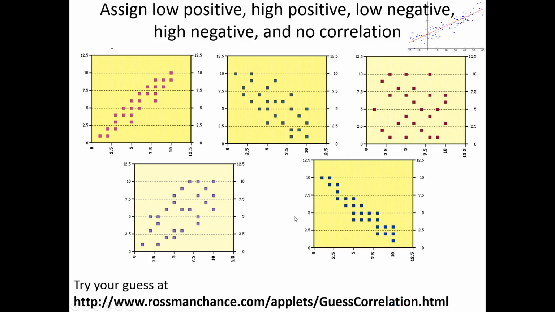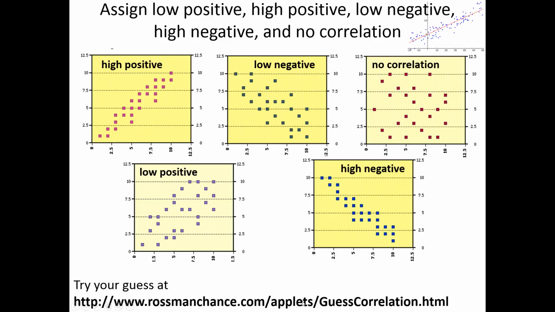Okay, so here you can take a look at these. You have these in your notes, and each of these would be assigned either low positive, high positive, low negative, high negative, or no correlation. So why don't you take a moment and think about what these would be. High positive, low negative, no correlation, low positive, high negative. Make sense?